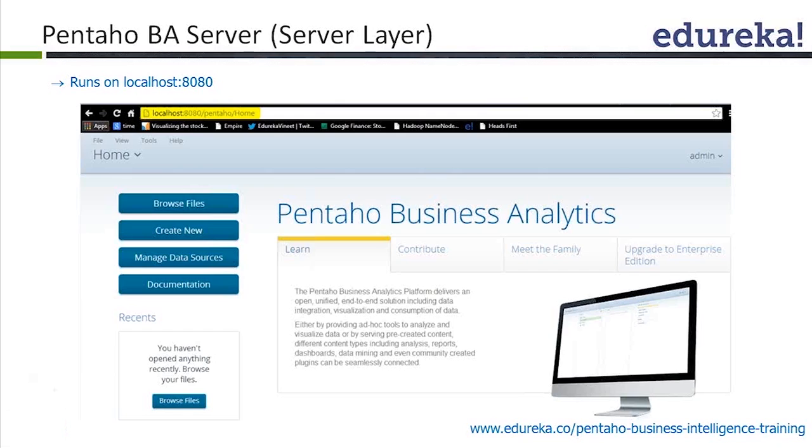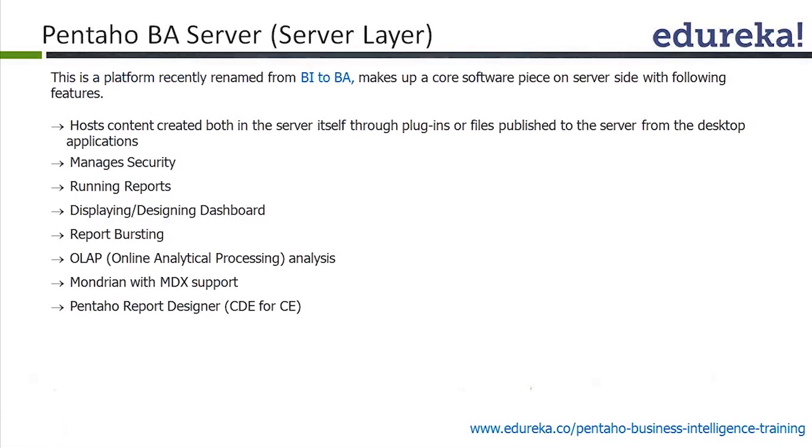You can learn, it is offering help; contribute, it is asking for help; meet the family, so contributors who are contributing daily, regularly, you can meet them. Upgrade to Enterprise Edition: if you want, you can upgrade to EE, and you can get online support as well. So these are the list of features of BA server.